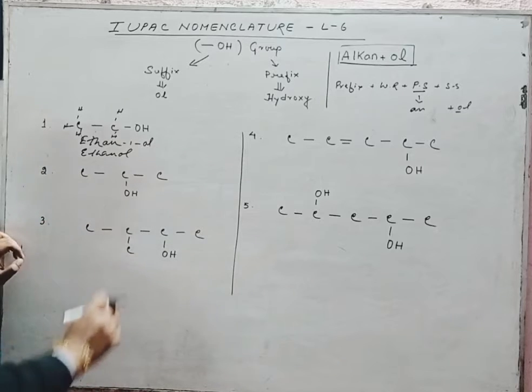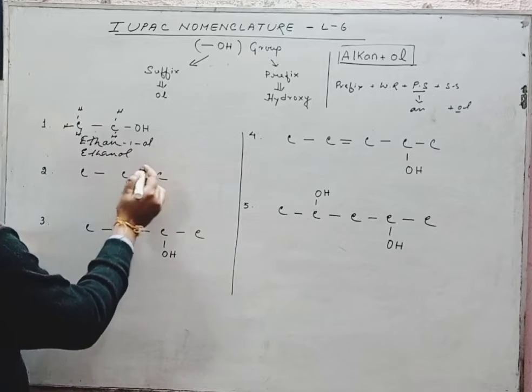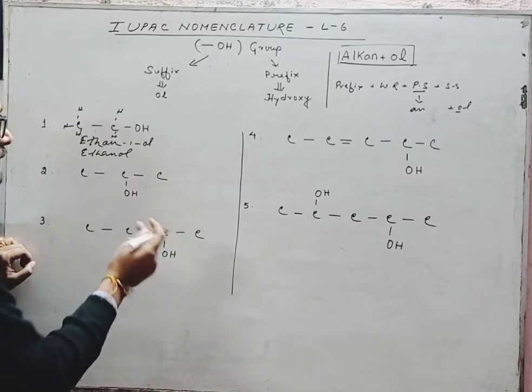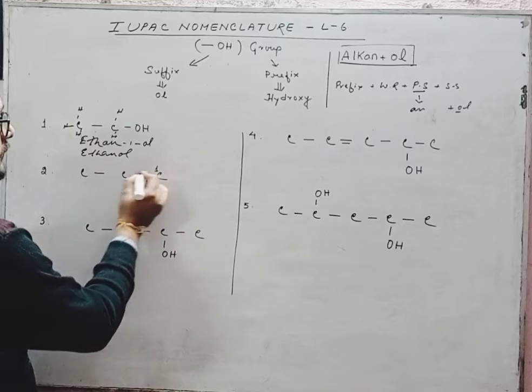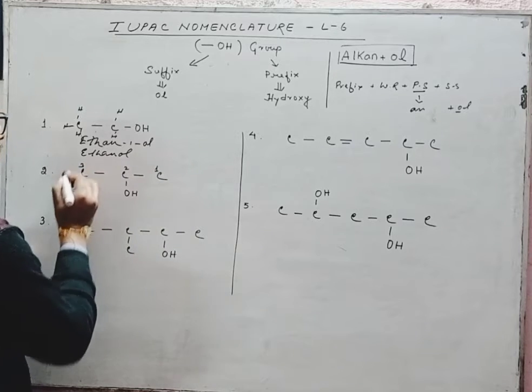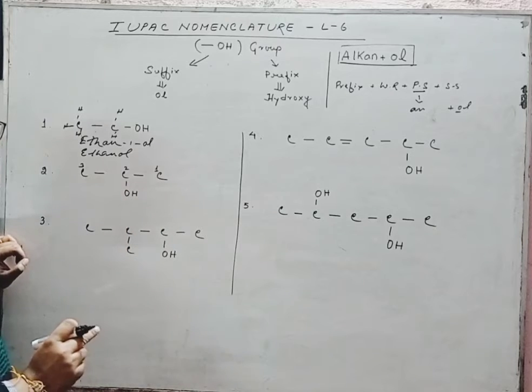Now here we will start, we have to select the longest chain. So longest chain, either you select from this side or that side, both will come same. Okay, do the numbering also, numbering will also come same. So I am numbering it from this side, 1, 2, 3. Now here OH group is in the second part, second locant.